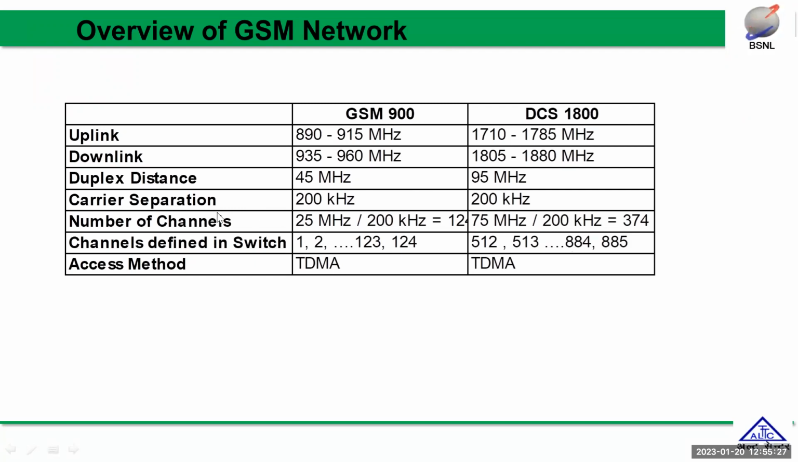The total number of available carriers, or channels, is 124 in the 900 band, and in DCS 1800 it is 374. The indexing is from 1 to 124 in GSM 900, and the carrier index is from 512 to 885 in DCS 1800. The multiple access method used is TDMA plus FDMA, in all the bands of the GSM network.